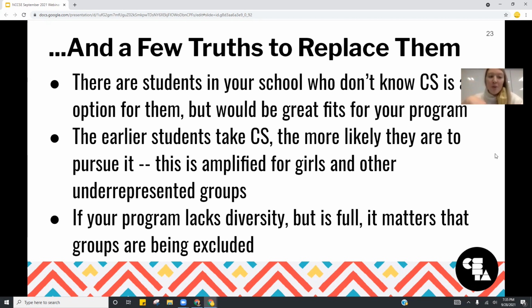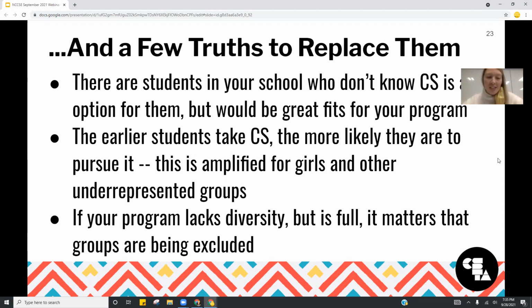And then finally, if your program lacks diversity, but it's full, it matters that groups are being excluded. So for example, the school that I'm in, the first year that I came in, our courses were full. I had no more room. But like you, I had a lot of boys, right? And so I needed to expand my program in order to make space and be able to recruit more girls into the program to diversify who was taking computer science.